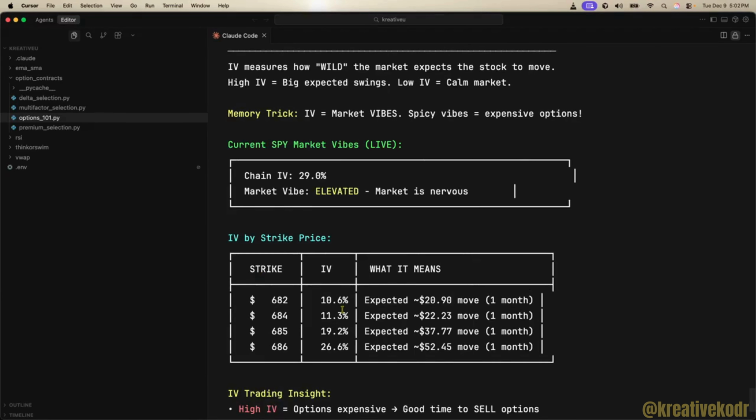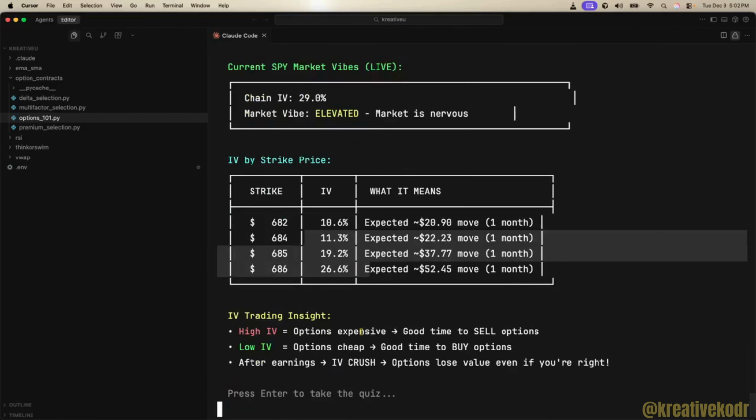Now, with low implied volatility, we expect a 20.90 move in one month, right? So super low, very affordable, but these are monthly option contracts, so just keep that in mind. The higher we go, the more expensive it is. With high IV, option contracts are expensive, so it's good to sell options. With low IV, option contracts are cheap, so it's a good time to buy options. After earnings, IV crush, the option loses value even if you're right.